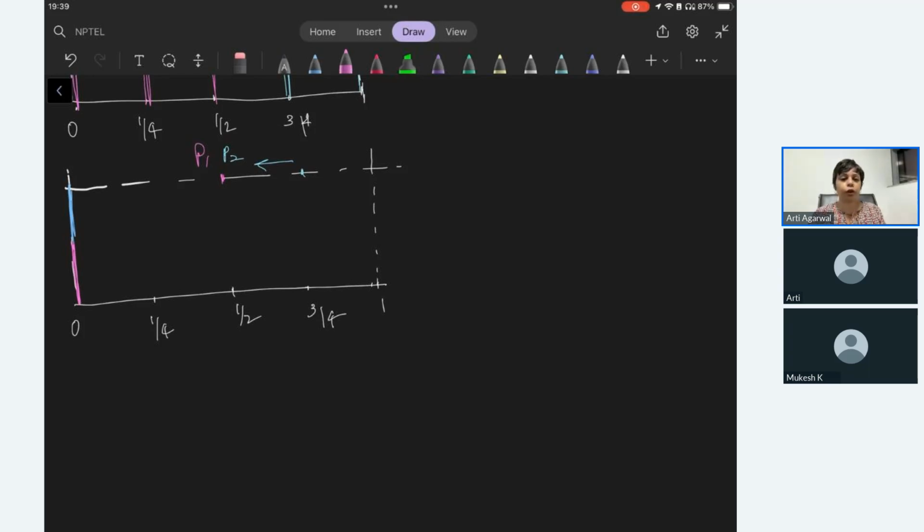At 1 by 4, same story. For people at 1 by 4 also, P1 and P2 are both the closest candidates and they're both within half of the policy position. So again, half will vote for P1, the other half will vote for P2. Same thing for people at position half. See, votes at every position are now equally divided between the two candidates. Okay, people at 3 by 4, same logic. Both are equally close and the votes are equally divided between the two.